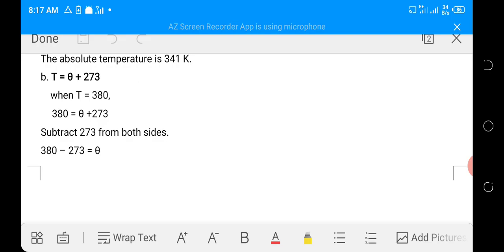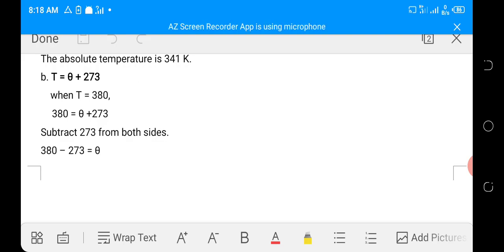They want us to find the temperature in degrees Celsius when the absolute temperature is 380 Kelvin. We quote the formula again. T is equal to theta plus 273. Then when our T is now 380, we substitute for T. 380 is equal to theta plus 273.